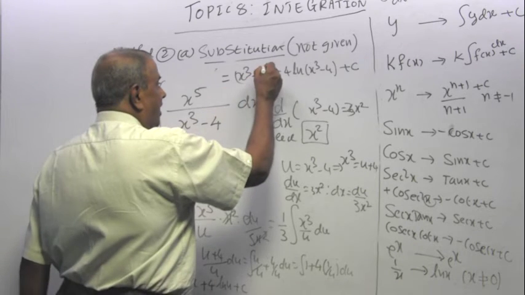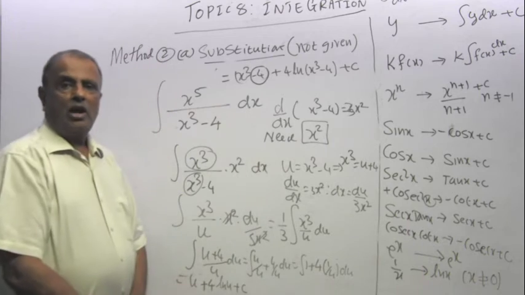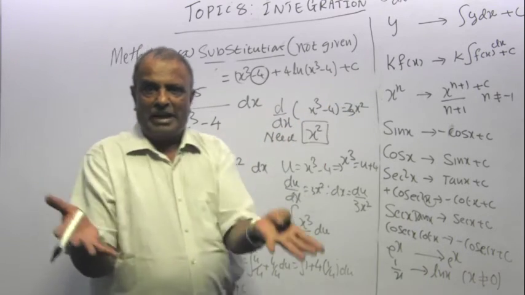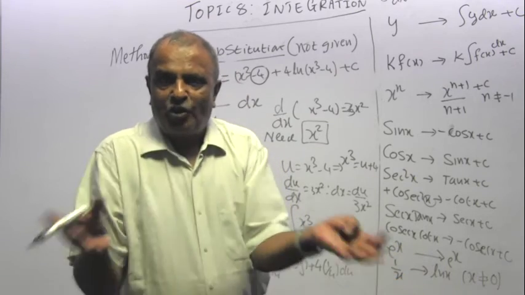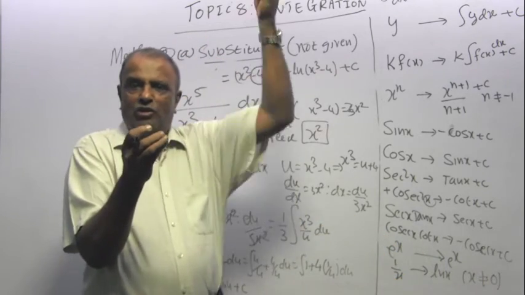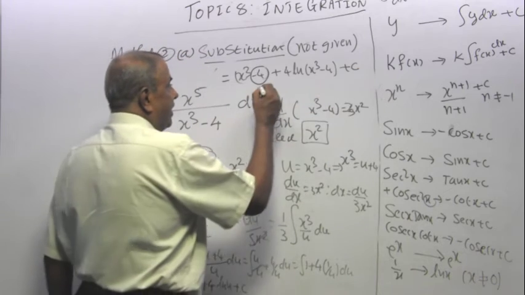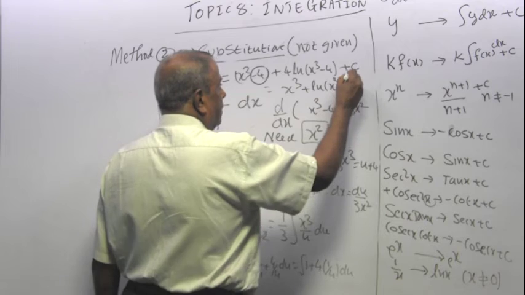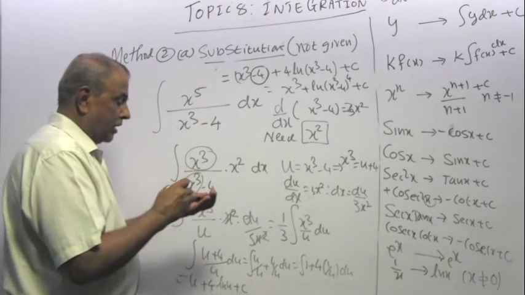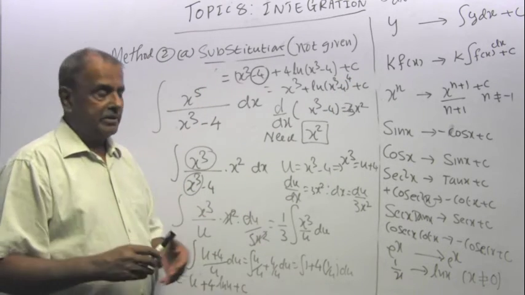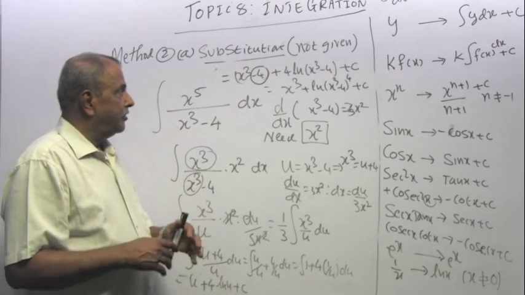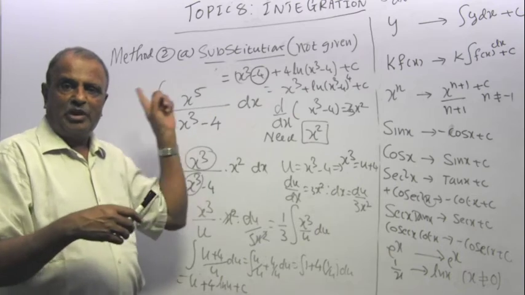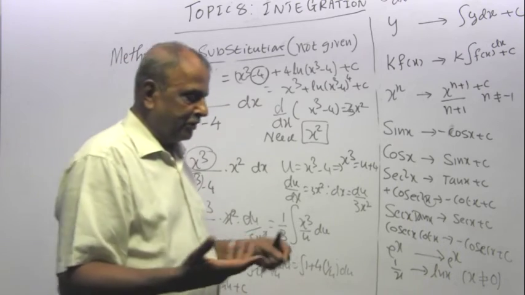That means, what is that minus 4? A constant. What is c? A constant. What is c minus 4? Still a constant, right? So any standalone constant can be absorbed by c. So I can say x cube plus ln x cube minus 4 power 4 plus c. If you don't want to write plus c, write it as plus k, it doesn't matter. So in other words, sometimes it looks as though there is no substitution, but there is a substitution, right? So that's the method of substitution.